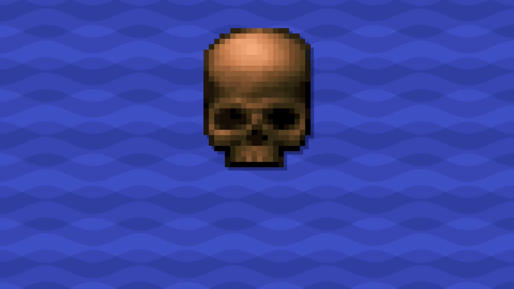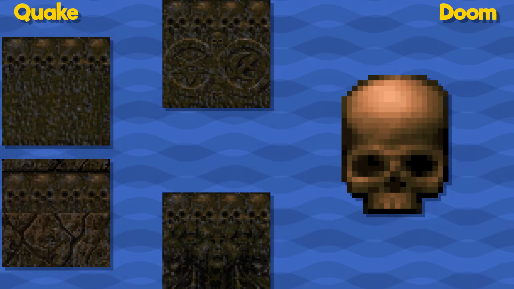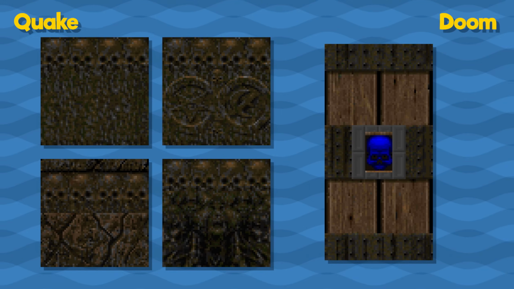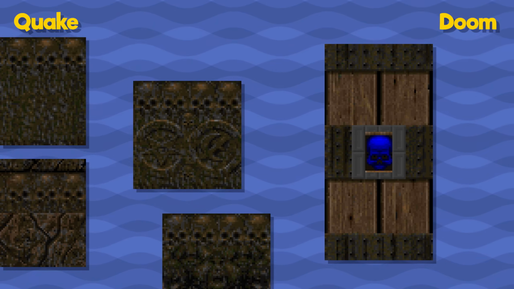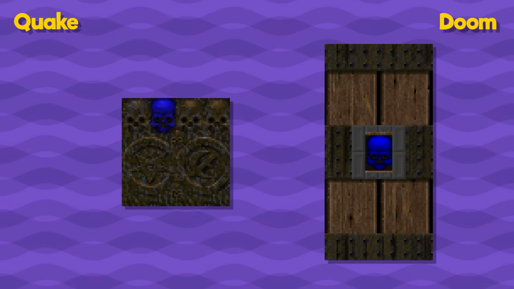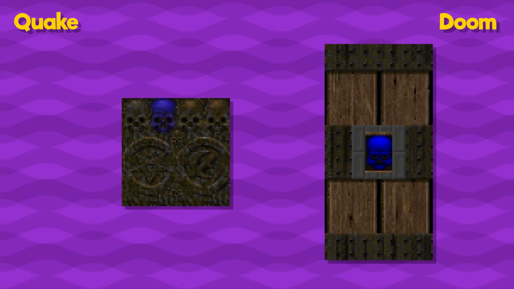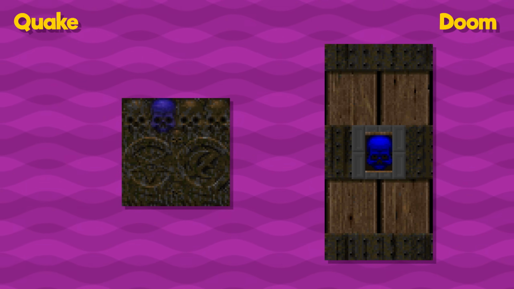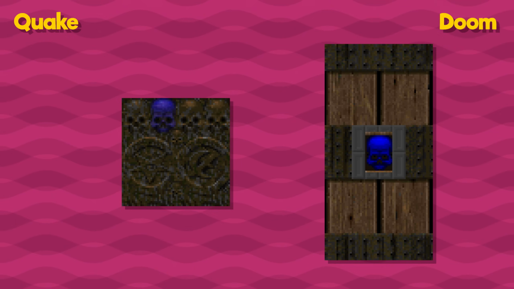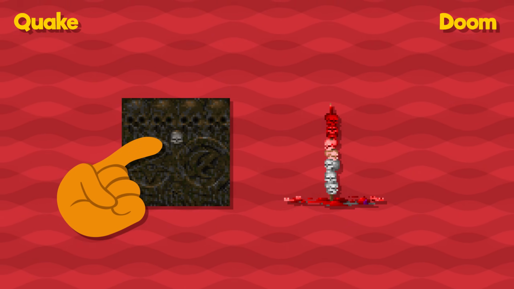Because we sure do have a lot of those here. Like I said in the previous video, it really loved using this one. The skulls on these walls were likely taken from the blue and red ones on the wooden doors in Doom 2. And look, there's even one from Spear of Destiny.